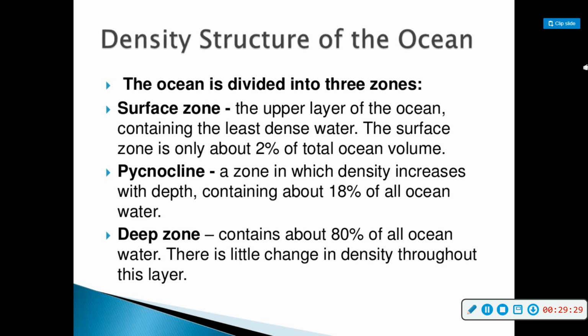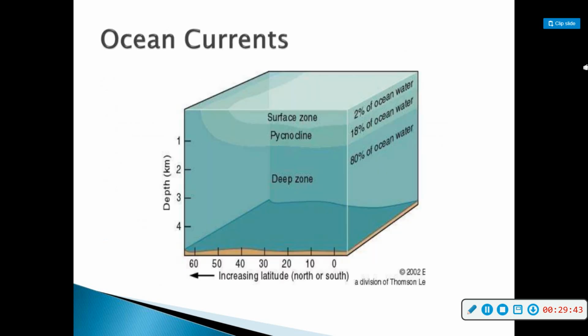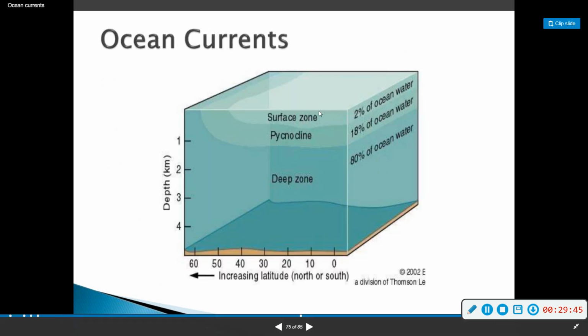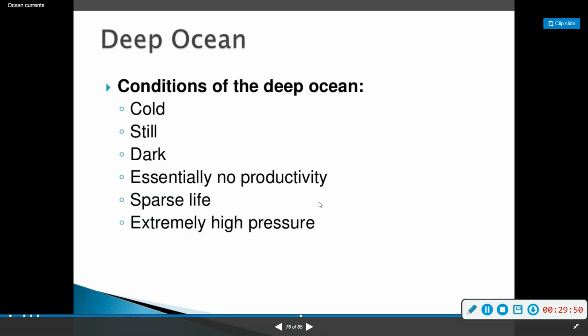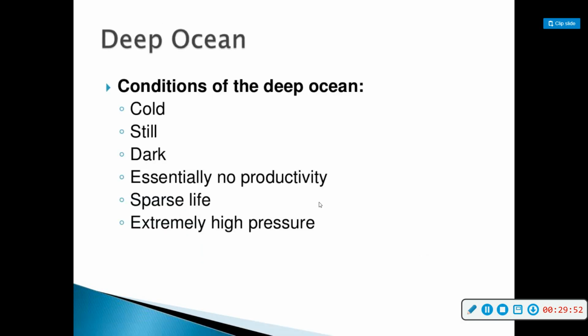The pycnocline is a zone in which density increases with depth, containing about 18% of all ocean water, and then 80% of all ocean water is in the deep zone. There's little change in density throughout this layer. There you go, your surface zone, your pycnocline, and your deep zone. Deep ocean conditions: cold, still, dark, essentially no productivity, sparse life, and extremely high pressure.